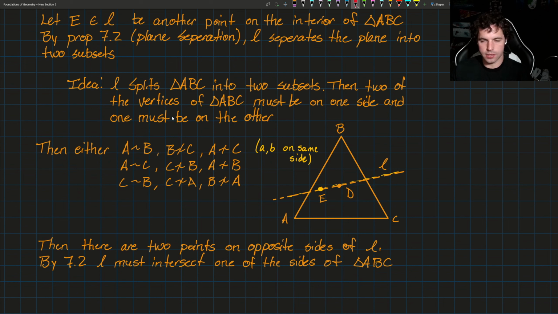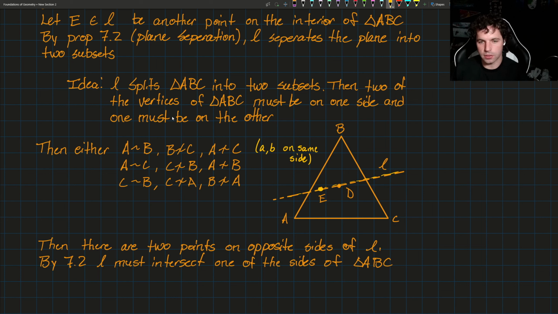And then we kind of do the same thing we did above. There must be two points on opposite sides of L. And then by 7.2, L must intersect one of the sides of triangle ABC. So I have an example drawn here, and I'm going to use this to explain, and everything else is going to be the exact same. It's just rotated L differently, or naming vertices differently, right?